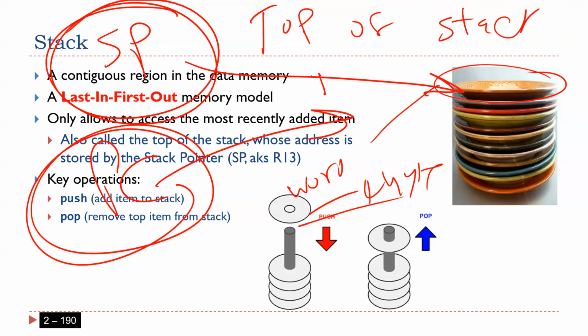So this is the top of the stack. If I want to add one element, I have to add it on the top, and then I have to update the stack pointer. If I want to add one more element, I add it here, and the stack pointer is here. If I want to read, I have to read this one, and also I have to update the stack pointer.